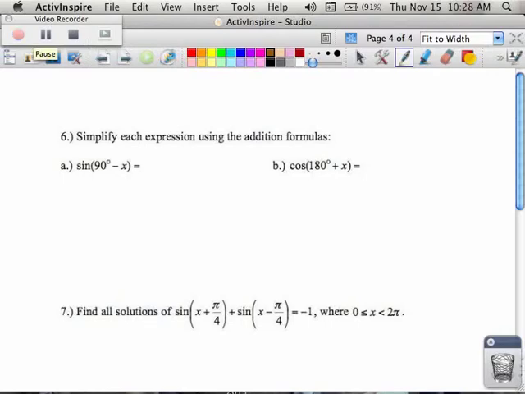Number 6, there are 2 questions. The first question is talking about the sine of 90 minus x. This is really the same thing as saying the sine of u minus v. 90 is the u, and the unknown x is the v. So using that formula, I would have the sine of u cosine v off the formula sheet, minus cosine u sine v.